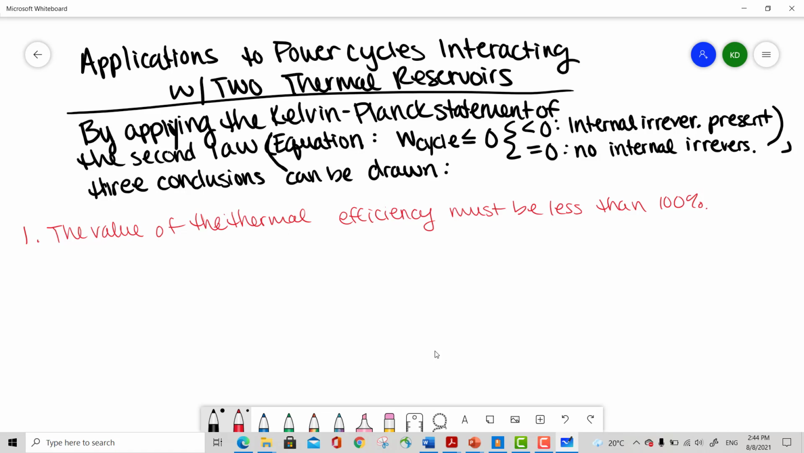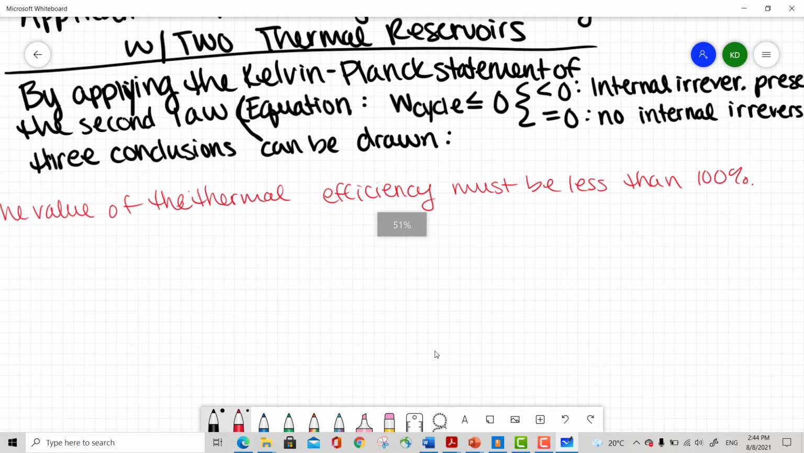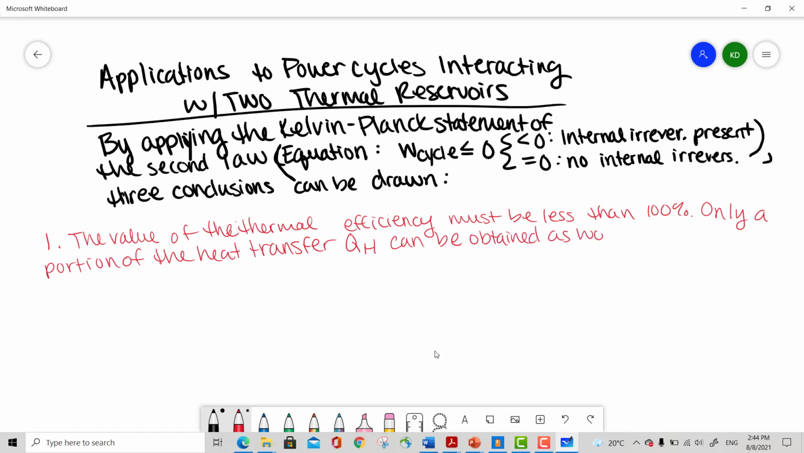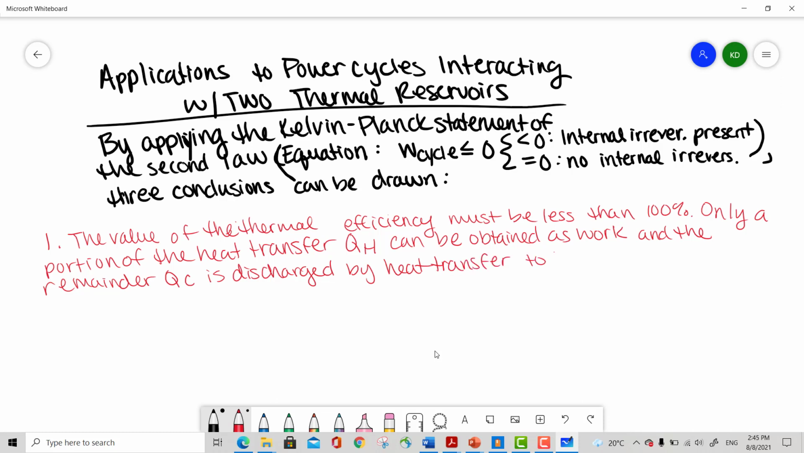And so we can go on further to say only a portion of the heat transfer QH can be obtained as work, and the remainder QC is discharged by heat transfer to the cold reservoir.